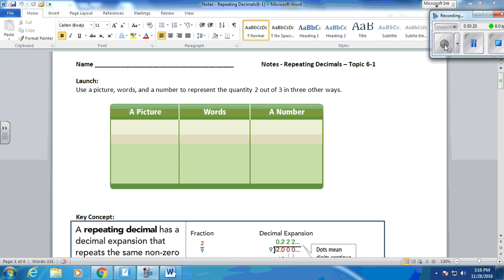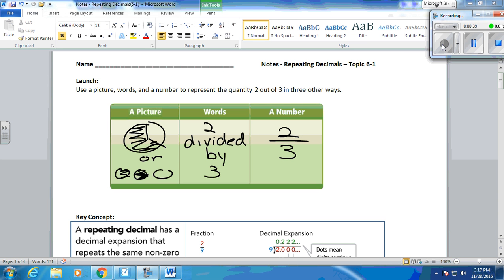between decimals and percents. So right off the bat, we have a launch here, and they're asking us to use pictures, words, and a number to represent the quantity 2 out of 3 in 3 other ways. So go ahead and take a shot with that one.